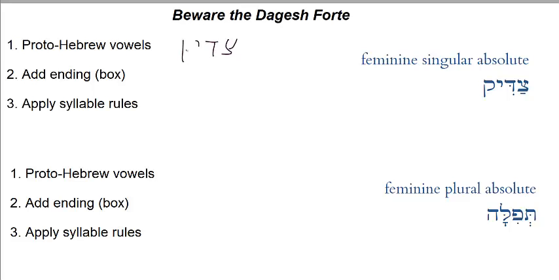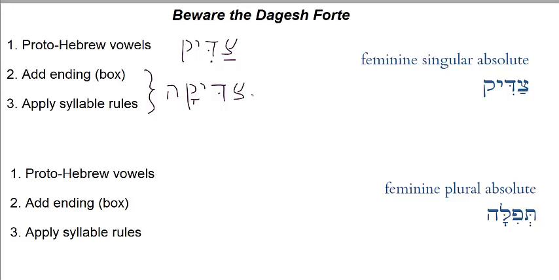The vowels aren't going to change. We have a short vowel and a historically long vowel, and so in Proto-Hebrew those don't change at all. Now I'll go ahead and combine these last two steps, and so we'll do Sadiq. I'm going to write it without the vowels first, and I'm going to add the ending, which is the Kametz He. Don't want to forget the Dagesh Forte, because that's what we're going to focus on here, because we need to beware of the Dagesh Forte.